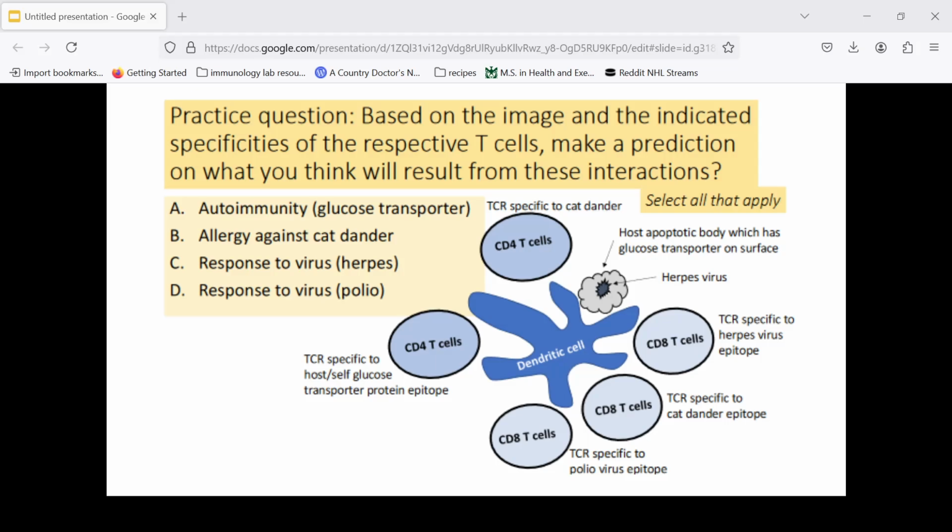What we talked about in class was that if you had a CD4 T cell that was activated against penicillin, you wouldn't have allergies, because the CD4 T cell doesn't activate the B cell, which would have the actual effect of reacting to the penicillin.